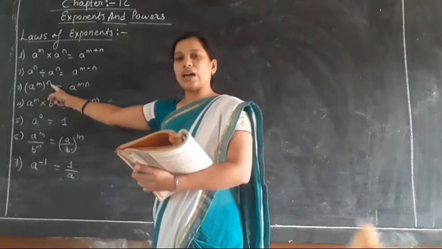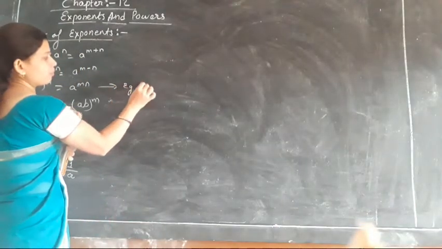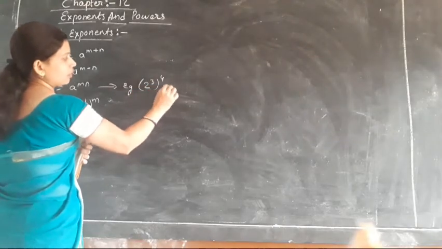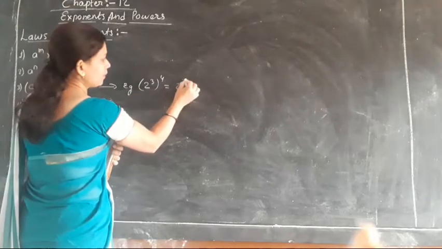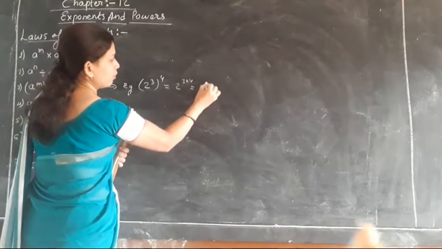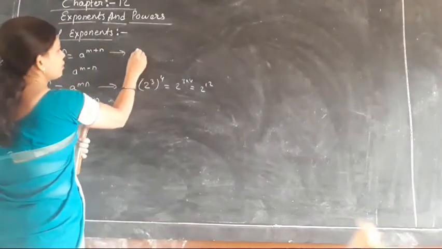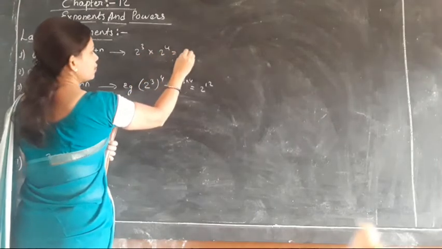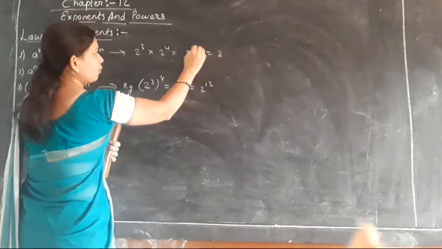Okay, the third law is that the powers get multiplied, and for example I will explain. If some question is there 2 to the power 3 and whole to the power 4, then according to the third law of exponent the powers will get multiplied. So the answer will be 2 to the power 12. Like this. Okay. Similarly, for example 2 to the power 3 into 2 to the power 4, the powers will get added. So here it will become 2 to the power 7.